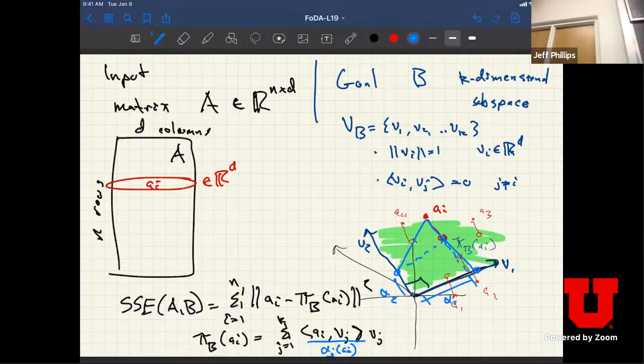But by multiplying by the d-dimensional vector dj, it's living back in this d-dimensional space again. Okay, so this is stuff we talked a little bit about on Thursday.